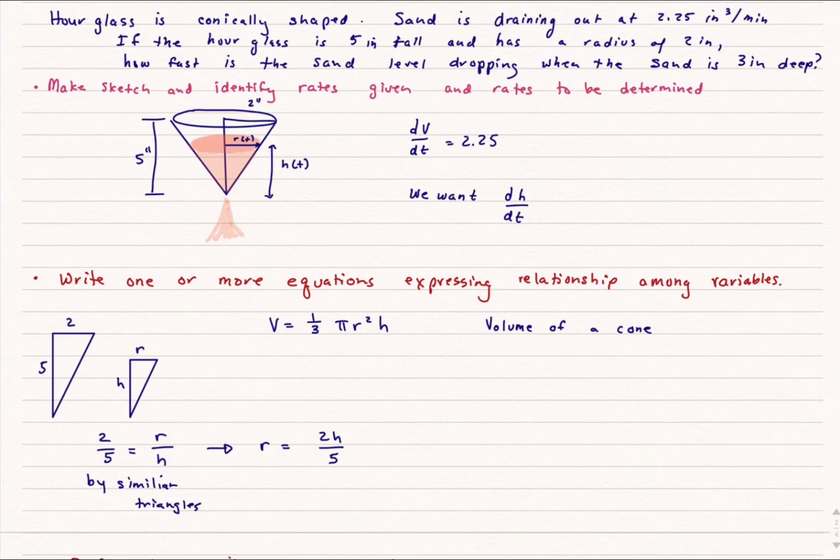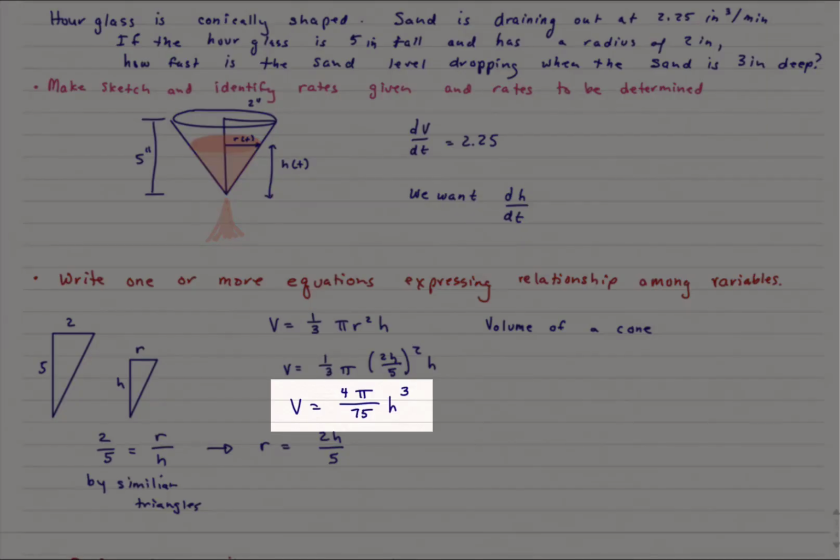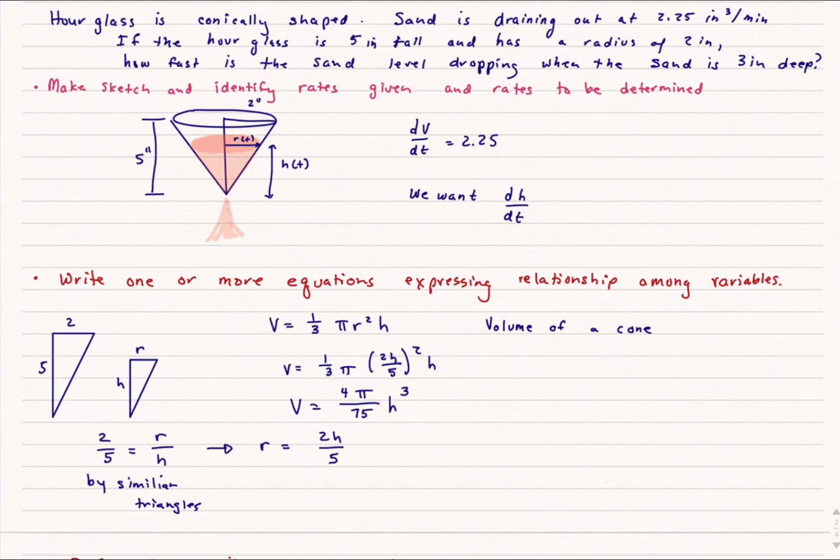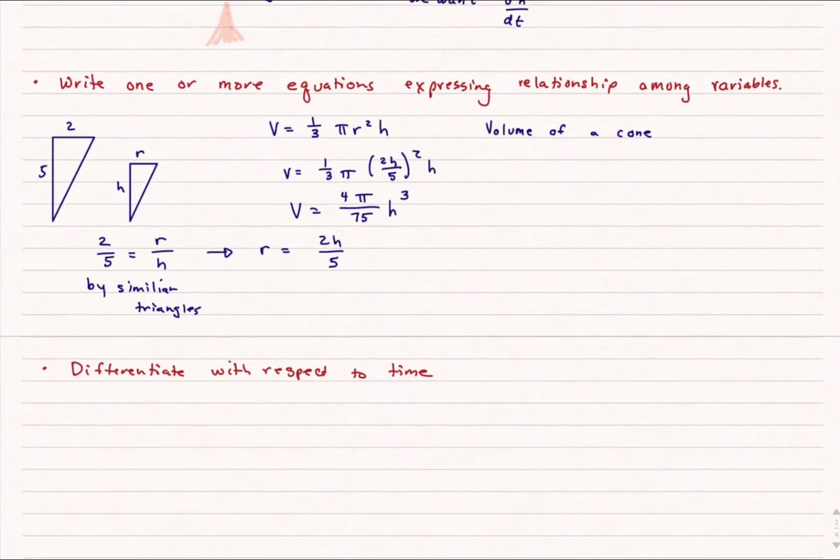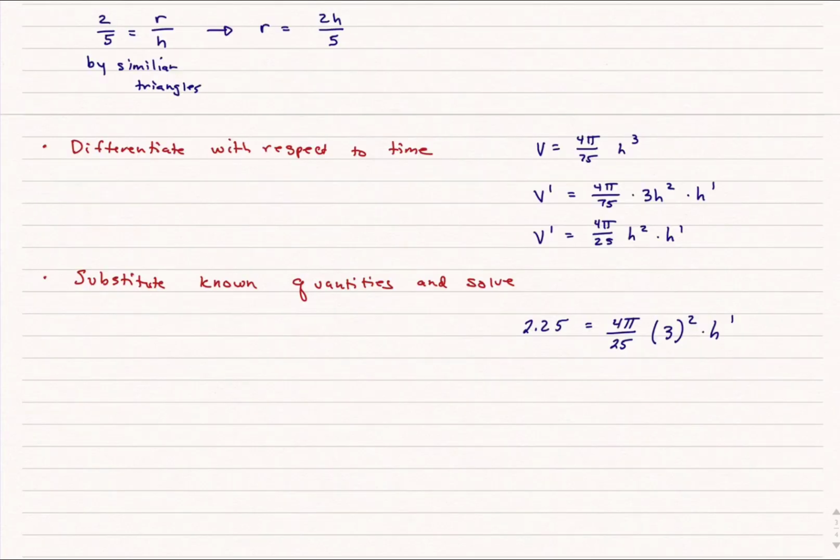I'm going to plug that into my equation for the volume, and when I do that, I end up with my equation, V equals 4 pi over 75 times h cubed. Now I've got a single equation expressing the relationship between the things I want to find. Now I'm going to take that equation and take the derivative of both sides with respect to time. Once I have this, I can substitute in the values that I know. Once I do this, I can go ahead and solve for h prime.